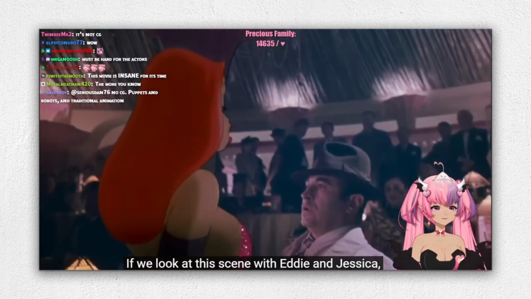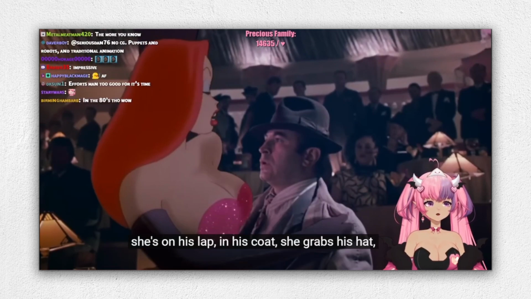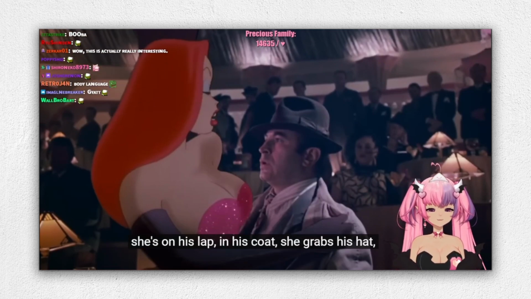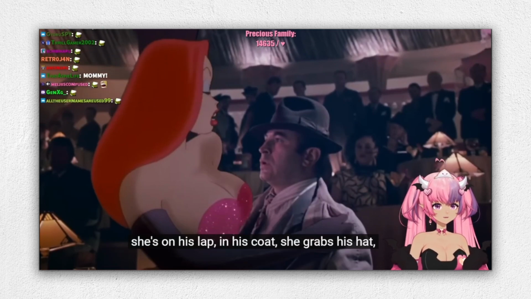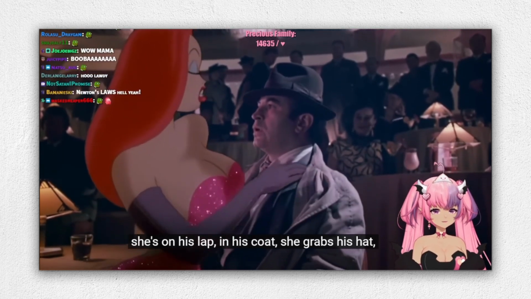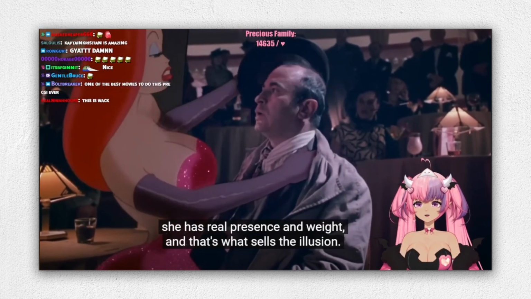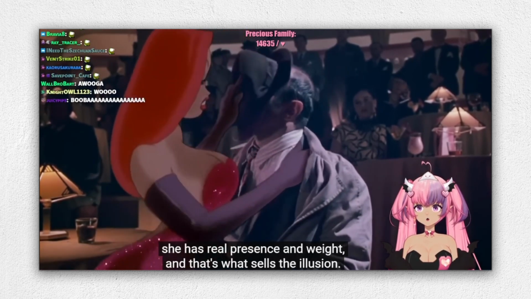If you look at this scene with Eddie and Jessica, she's... Holy fucking tetoles! Jesus! Those breasticles! She's on his lap, in his coat, she grabs his hat. She has real presence and weight, and that's what sells the illusion.